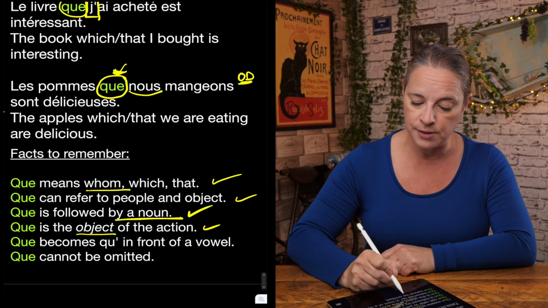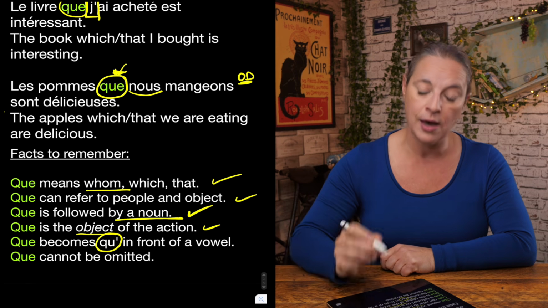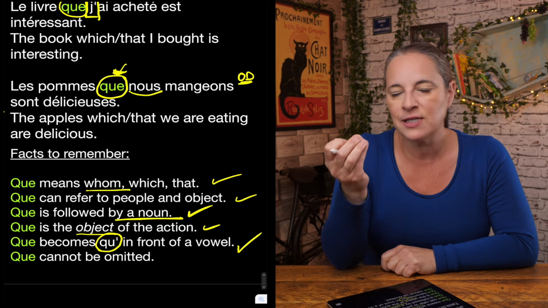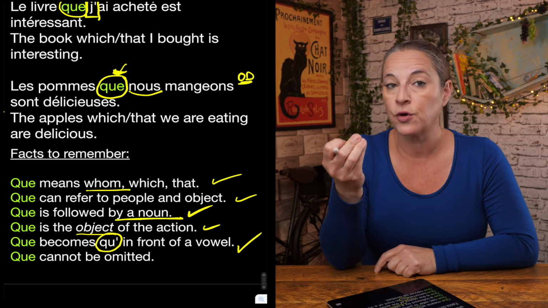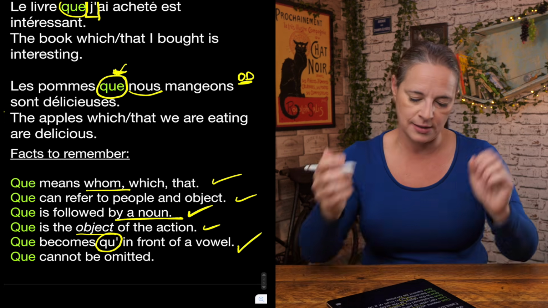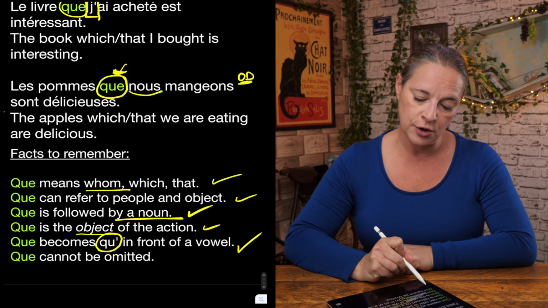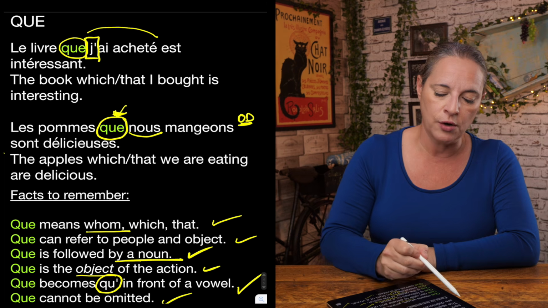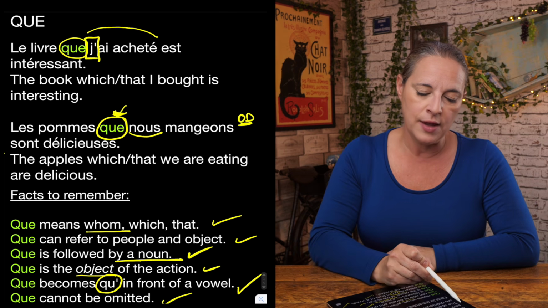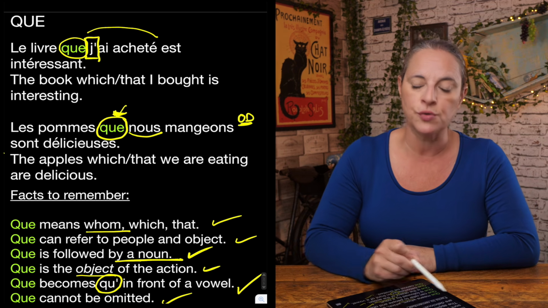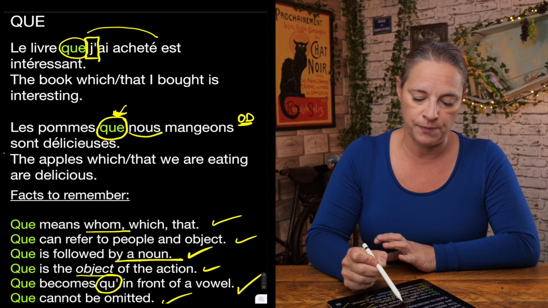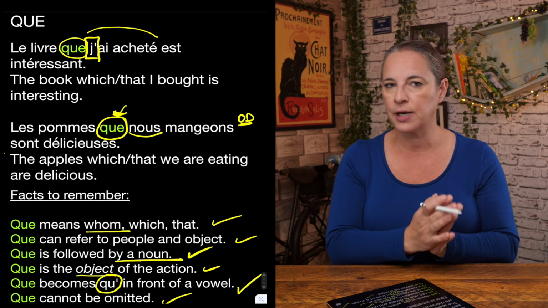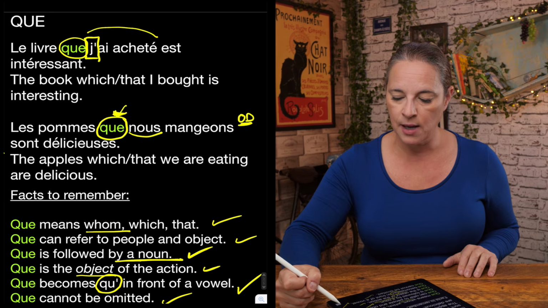Que becomes Q-U apostrophe in front of a vowel, okay? And that is the difference between qui and que. Que can be contracted, and que cannot be omitted. You can't remove it. So that means you can't say "les pommes nous mangeons sont délicieuses" without the que, okay? So you have to have the relative pronoun que in a sentence.